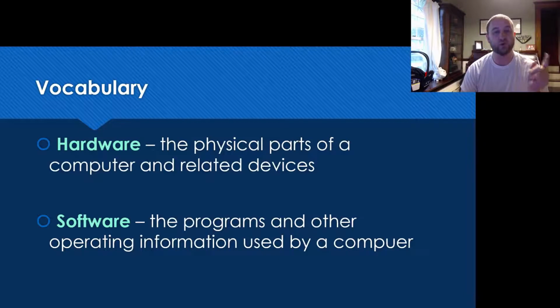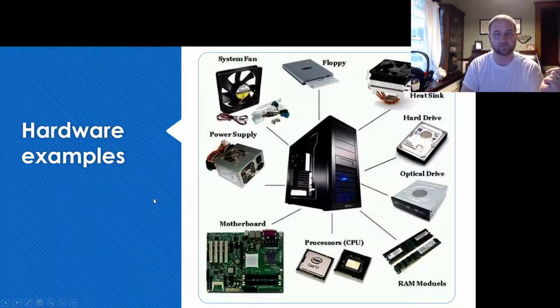Software then are the programs and other operating information used by a computer. So like all the different programs that are actually on your computer, right? Like when you click on something with your mouse, that's software. Like you using Canvas right now, you're probably using Google Chrome, or maybe Firefox, or maybe Microsoft Edge. Those are examples of software. They're applications.